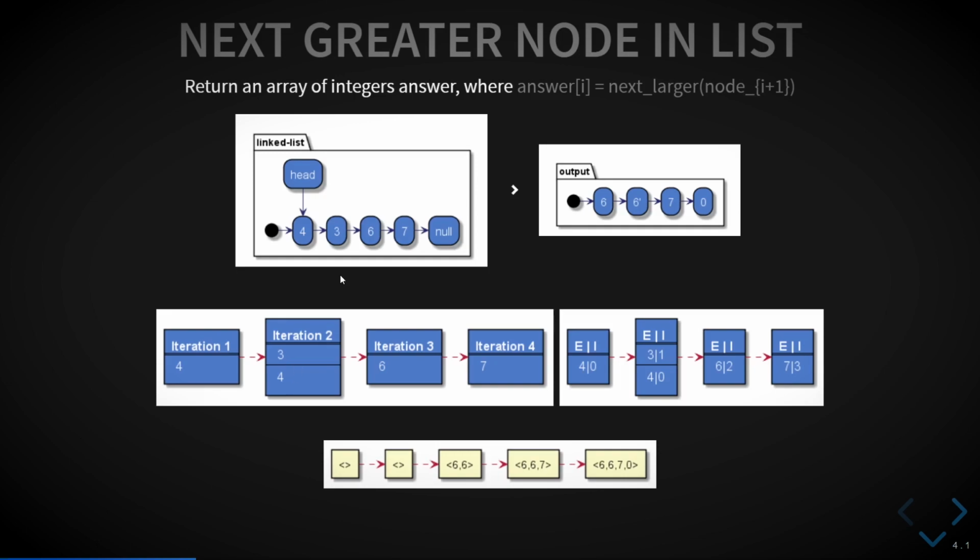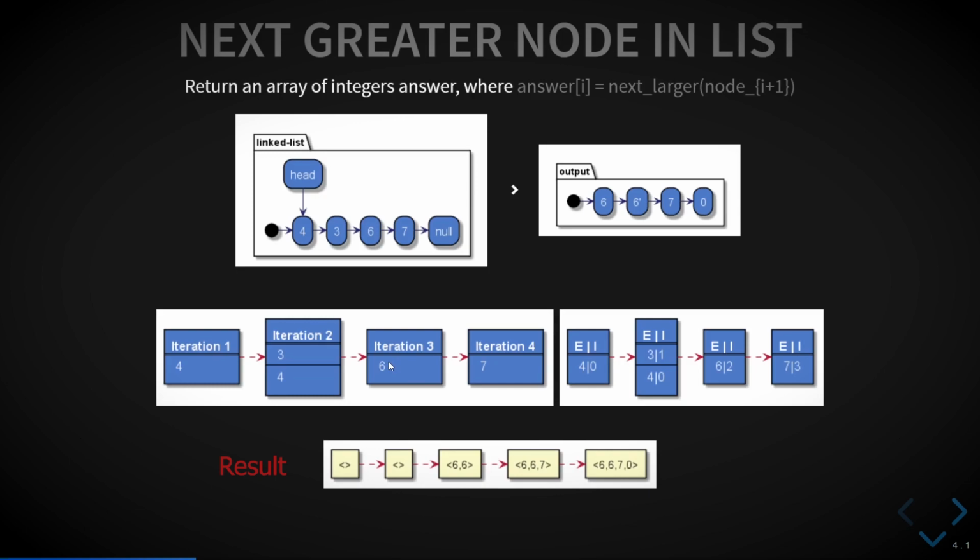Then we move on to the next element in the linked list, which is 6, and again we compare the top element of the stack to see if it is smaller than 6 or not. So here first we will pop out 3 because it is smaller than 6, and we will put that in the resulting array. Then we'll also check the 4, and again it is smaller than 6, so we will put 6 again in the resulting array.